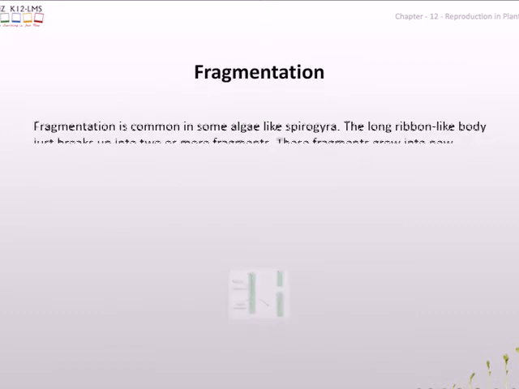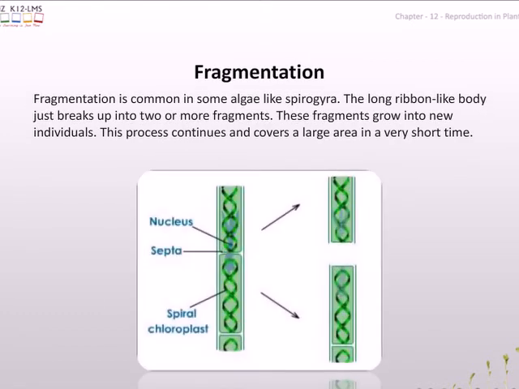Fragmentation. Fragmentation is common in some algae like Spirogyra. The long ribbon-like body just breaks up into two or more fragments. These fragments grow into new individuals. This process continues and covers a large area in a very short time.